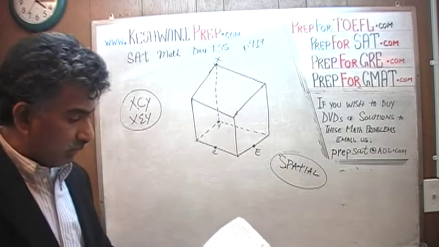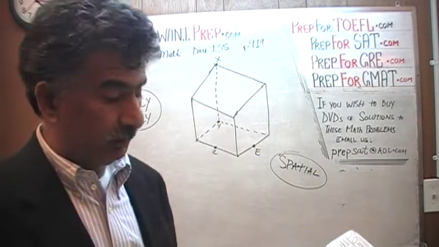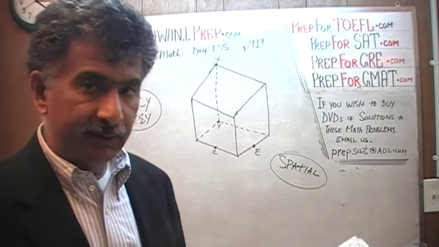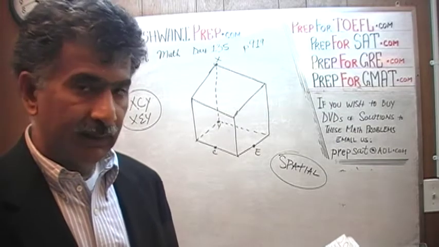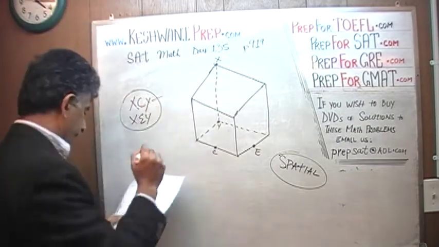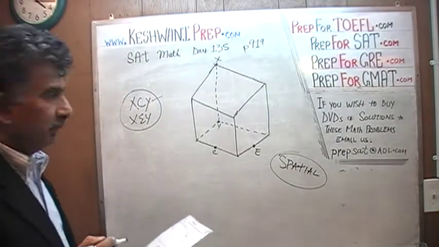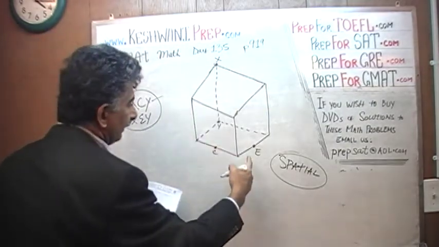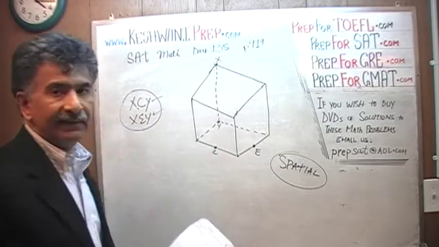So if you look at it, you should be able to see, or hopefully you'll be able to see, that the angle made by points X, C and Y, and the angle made by points X, E and Y are the exact same angles.